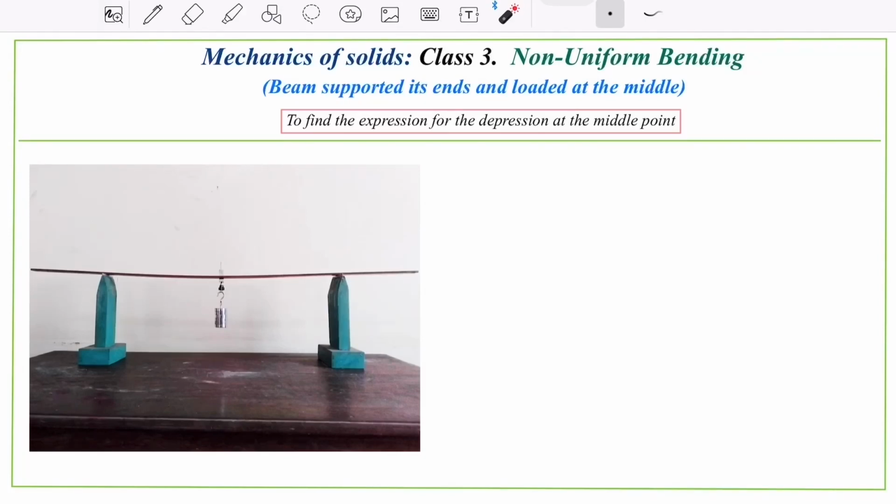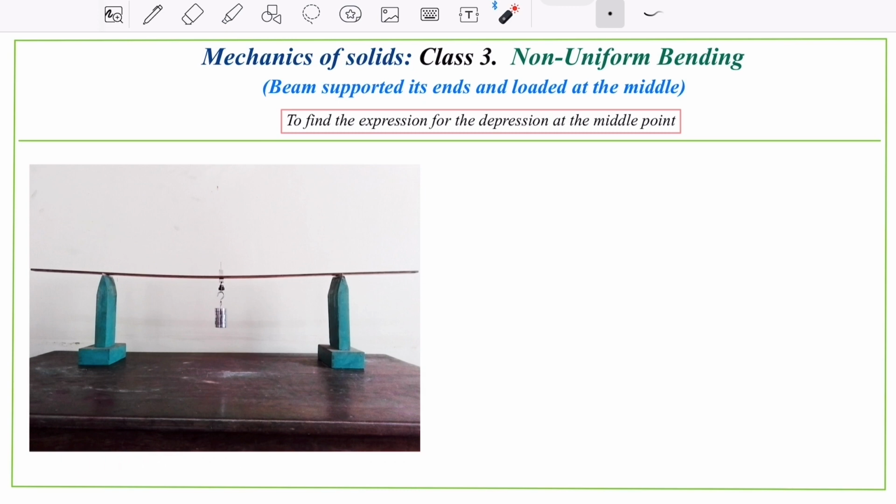Hello everyone. This is the third class on the mechanics of solids. In this class, we will study non-uniform bending. What is non-uniform bending? In non-uniform bending, the beam is supported at its ends and loaded at the middle. Now the beam undergoes bending and that bending is non-uniform. Therefore it is called non-uniform bending.